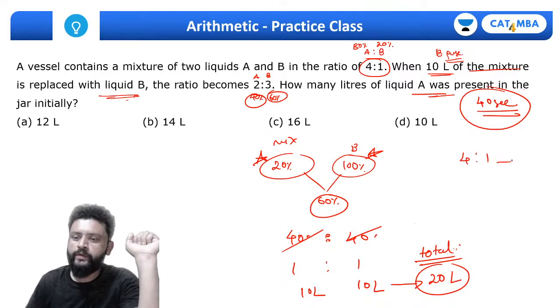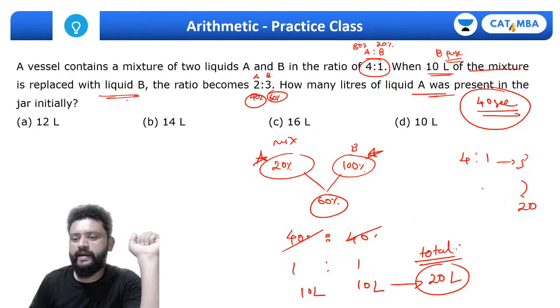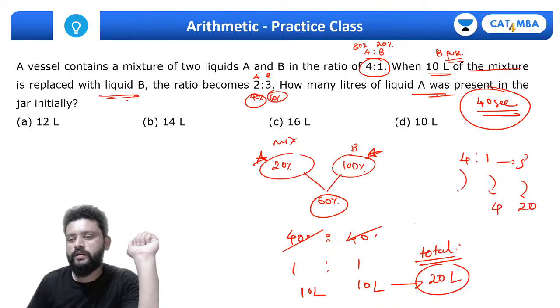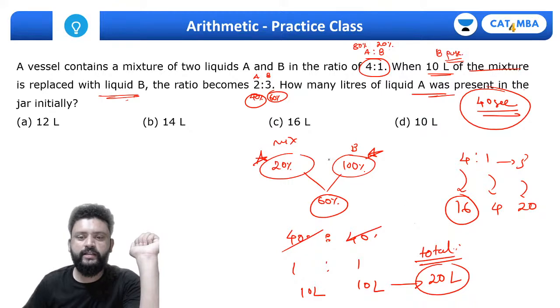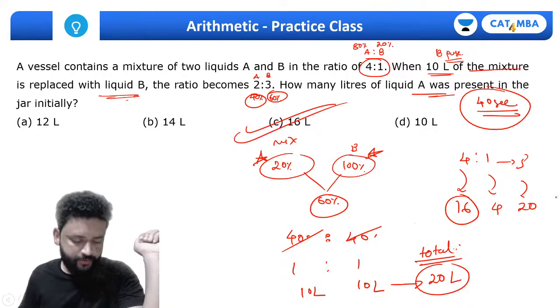So 4:1. Total is 5. Actually it is 20. So this has to be 4, and this has to be 16. So initially the A's quantity is 16 liters, right?